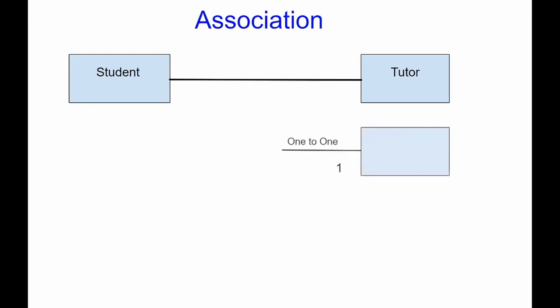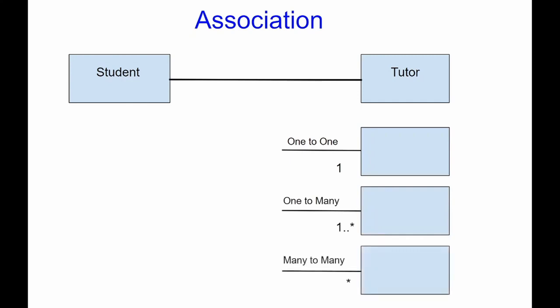In addition, we can also specify the multiplicity, that is, the number of objects that can take part in the relationship. Multiplicity is specified as a comma-separated list of intervals, where each interval is represented as a minimum, maximum. For example, one student can learn from many tutors, and a tutor can teach many students.